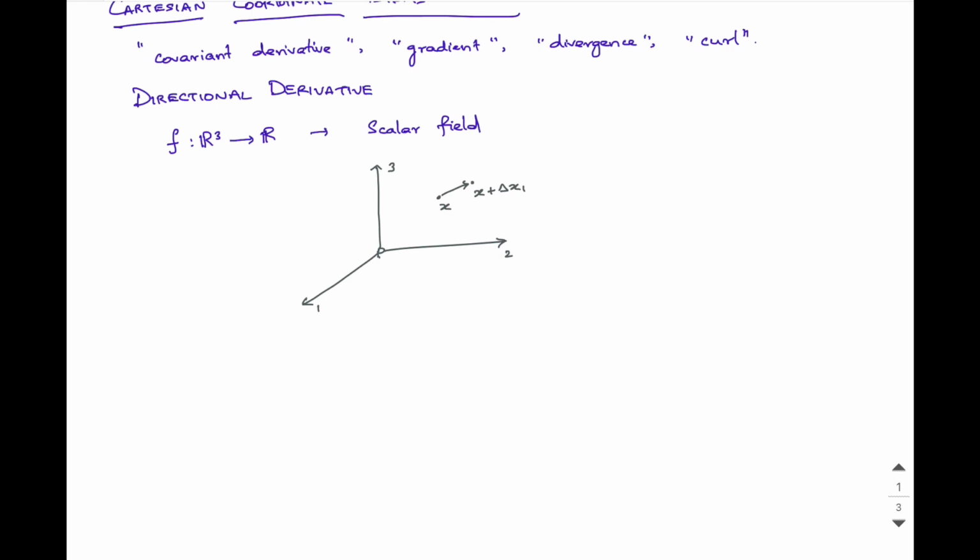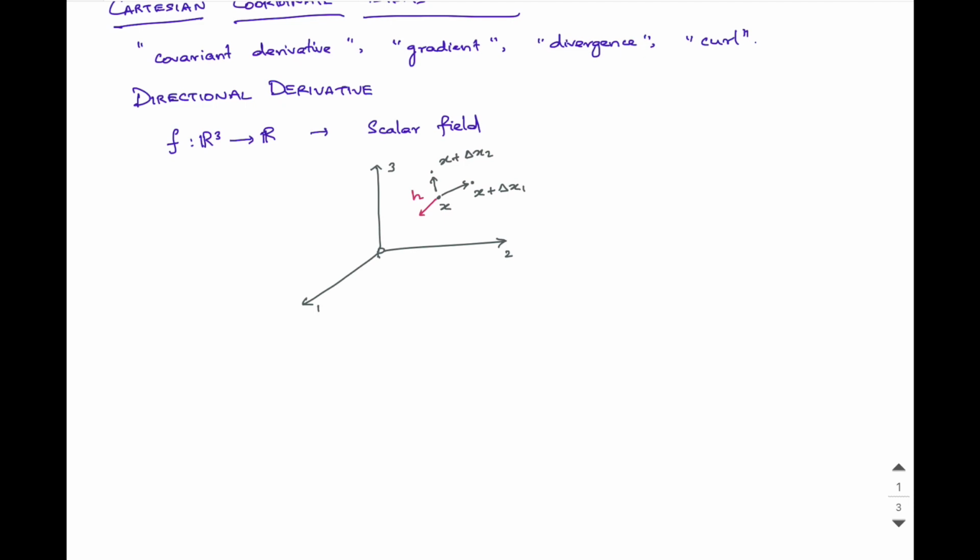How does f vary? Okay, and likewise I can look at some other point x plus delta x2 and ask the question how f varies as I move from x to x plus delta x2, and so on. I can ask this question for every single direction. So what this directional derivative tells me is that if I give you a general direction, and by direction I mean a particular vector h, if I move along h by a very small distance, how does f change? What is the rate at which f changes in the direction h?